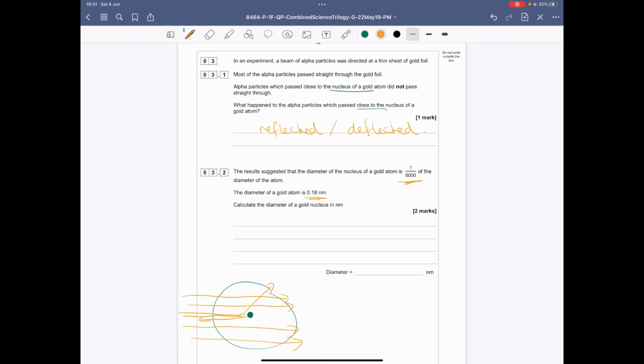Well, if it's told you the diameter of the whole atom was 0.18, that is the diameter of the atom, and it's told you the nucleus is 1/6000, so 6,000 times smaller, you would then just do 0.18 divided by 6,000, which equals 0.000030. Okay, it's only a 2 marker. So it's not going to be too complex, and they've given you two numbers in it, so you just need to recognise that you just need to divide it, because it's 1 over 6,000, 6,000 times smaller.